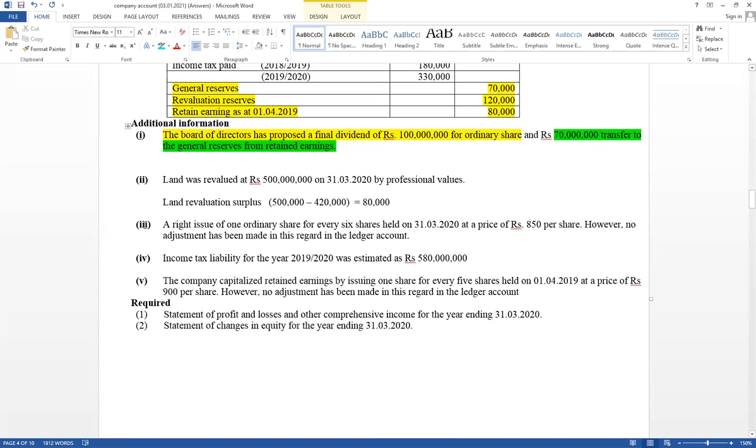Before adjusting additional third one and fifth one, I will discuss the income tax adjustment from the beginning. Share issues we will do at the end. Let's finish the tax first.